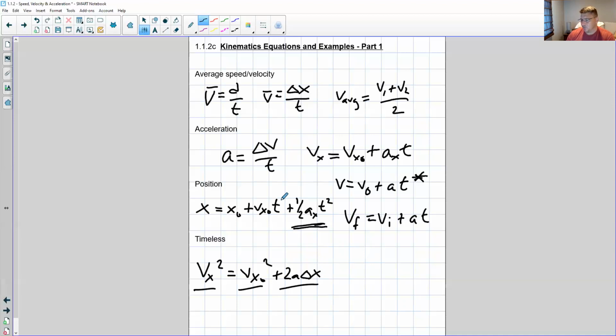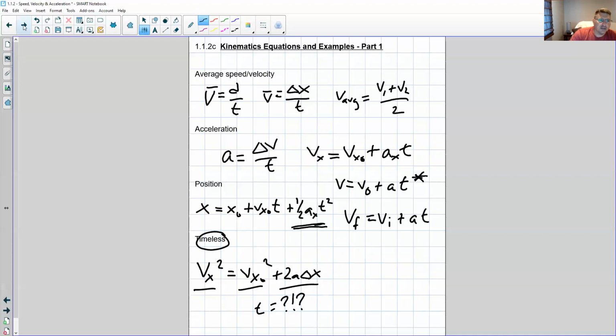Now, why do we call it the timeless equation? Well, because note that time is not part of this calculation, right? It's neither given nor asked for in the calculation. So we call it the timeless equation. Sometimes there are different names for it. So in situations where time is not given nor asked for, it's a very convenient formula to use. And again, we can just use it based on the fact that we're given the equation.